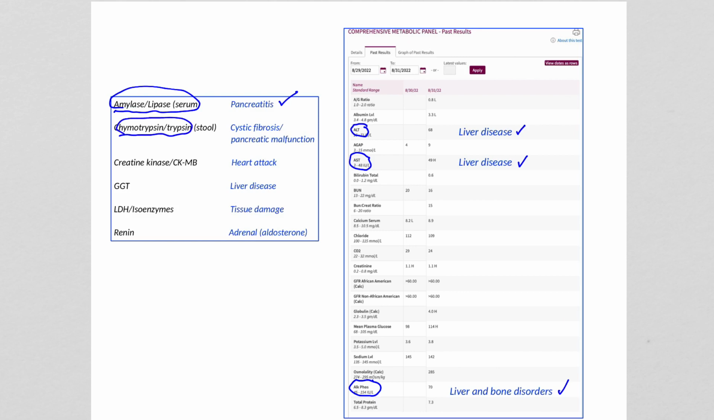Chymotrypsin and trypsin are measured in stool samples for cystic fibrosis and for pancreatic malfunction. The enzyme creatine kinase and its isoenzyme CK-MB is used for myocardial infarctions, or heart attacks. GGT is an enzyme that's important for liver disease. LDH and its isoenzymes are used for general tissue damage. And the enzyme renin is used for understanding aldosterone production by the adrenal gland.